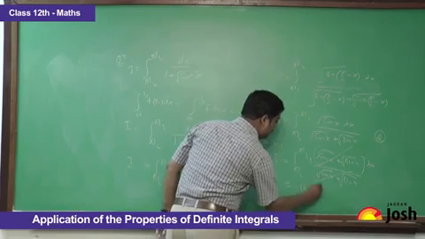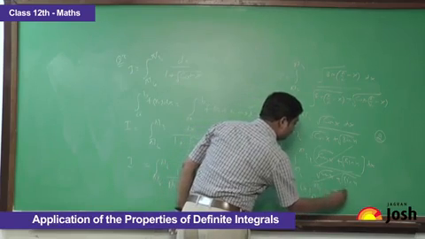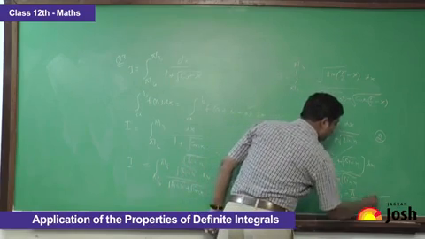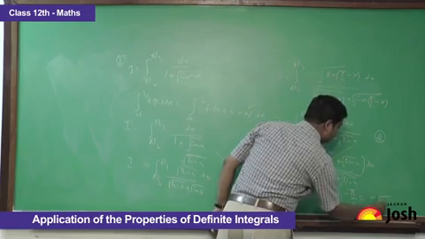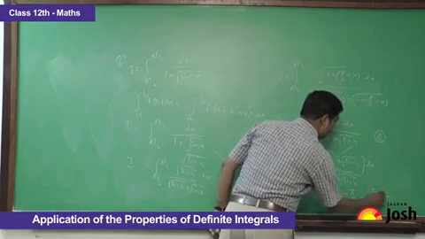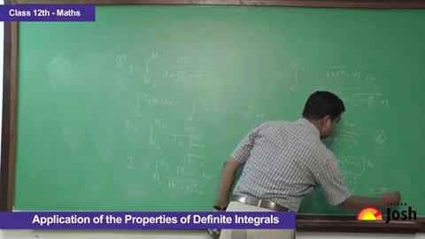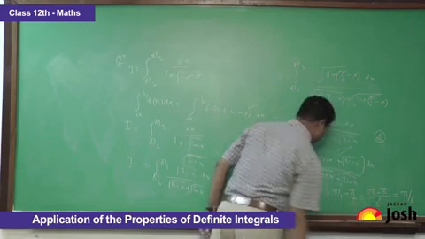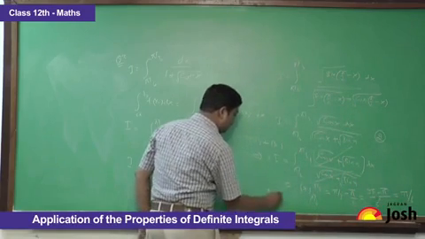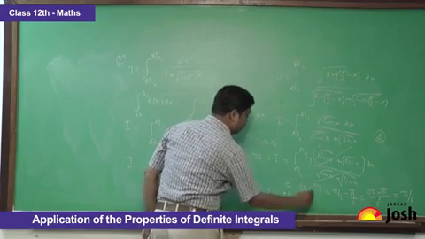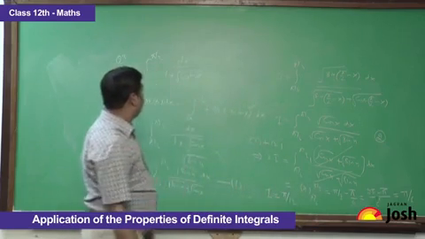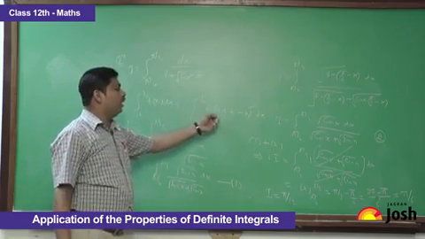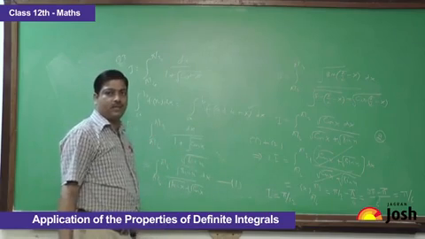When we apply the limit, it comes out to be pi by 3 minus pi by 6. On taking LCM, it comes out to be 2 pi minus pi whole upon 6, which is pi upon 6. And hence, I becomes pi upon 12. This is one of the applications of the property integral a to b f(x) dx is equal to integral a to b f(a plus b minus x) dx.